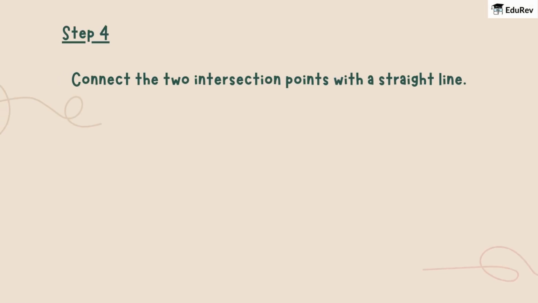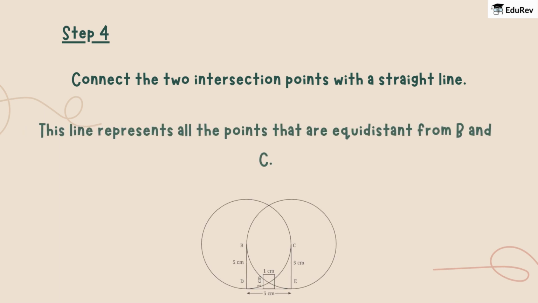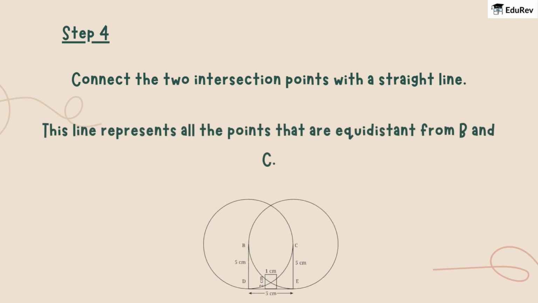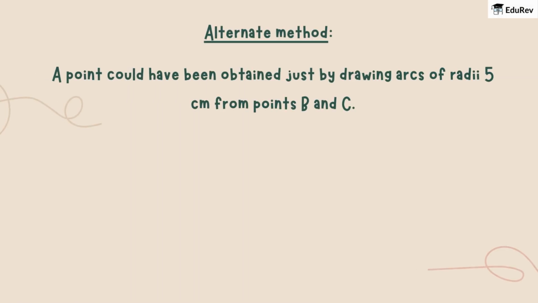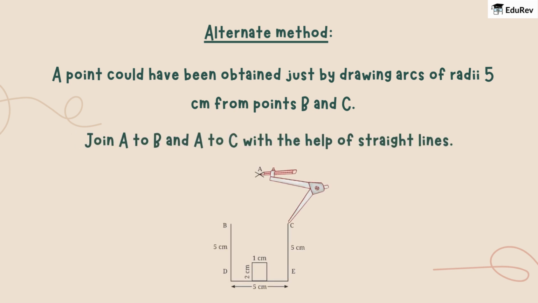Step 4. Connect the two intersection points with a straight line. This line represents all the points equidistant from B and C. Alternate method. A point could have been obtained just by drawing arcs of radii 5 centimeters from points B and C. Join A to B and A to C with the help of straight lines.